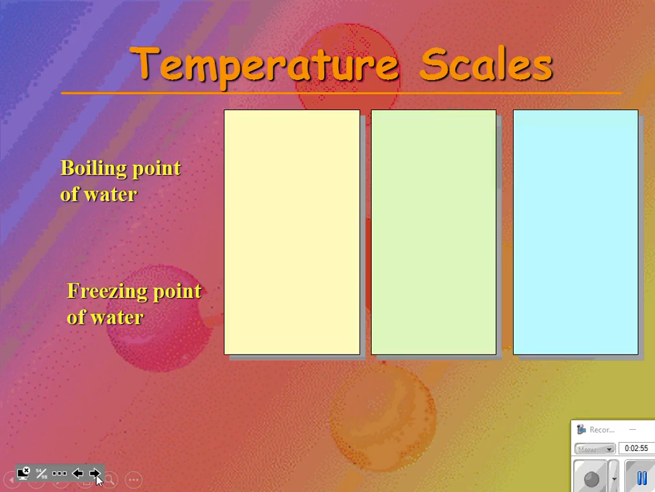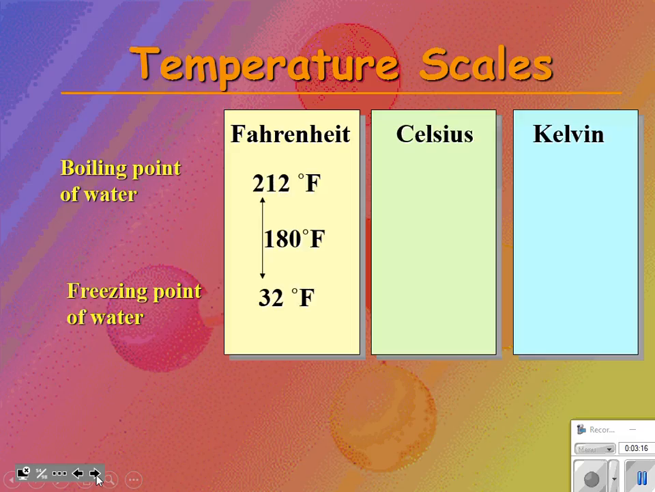Now, let's look at the different temperature scales. And you can see up here, we've got boiling point, freezing point of water. On the Fahrenheit scale, anybody know what water boils at in Fahrenheit? Jacob? 212. Okay? 212. Freezes at 32. So in between the boiling and freezing point is 180 degrees Fahrenheit. The Celsius scale boils at 100 degrees Celsius, freezes at 0 degrees Celsius.